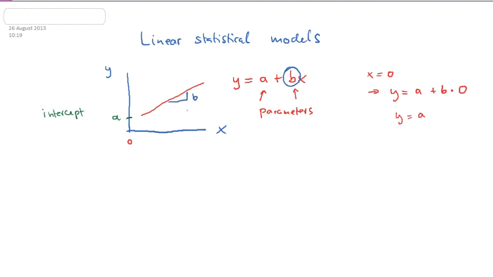And the slope is usually estimated as delta y over delta x, meaning that you take two values of y and you take two values of x. Divide these differences by one another and you get the slope of the line. As I told you, this is not yet a linear statistical model, but it leads us there.